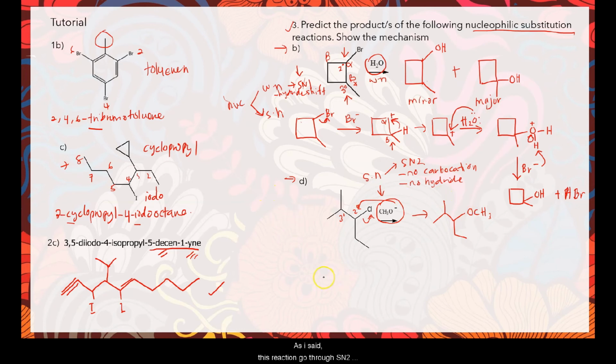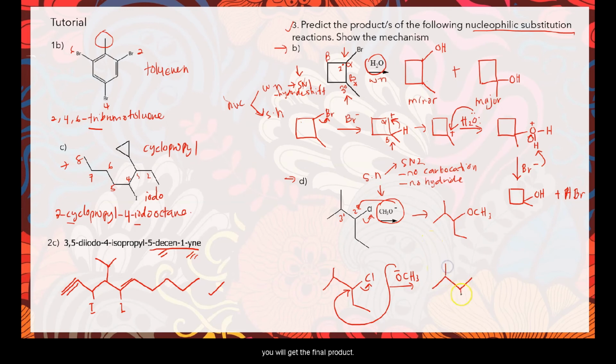As I said before, this reaction goes through the SN2 mechanism. It means it only involves a one-step mechanism. In the mechanism, chlorine will leave as the leaving group. The bond between carbon and chlorine will be given to chlorine. At the same time, methoxide ion will attack the carbon from the back of the structure to produce the final product. Then you will get the final product.